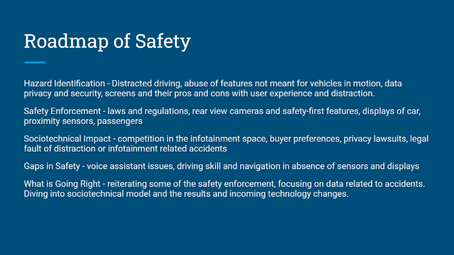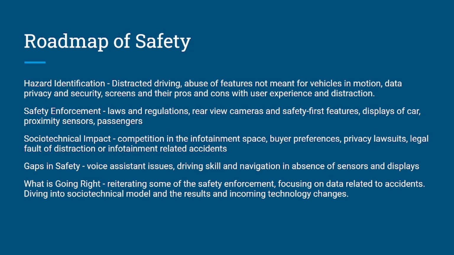Then we're going to talk about safety enforcement. So there's laws and regulations. There's safety first features like rear view cameras, displays, proximity sensors. There's socio-technical impact. There is competition in the infotainment space and are buyers influencing the market. There's privacy lawsuits, and we'll get into gaps in safety.